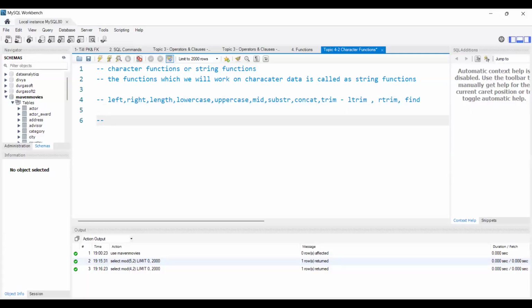Let's see each of them very quickly. First, the left function. This is very easy. Whenever we want to extract characters from the left side, we use the left function. The definition: it extracts the number of characters from the left side.